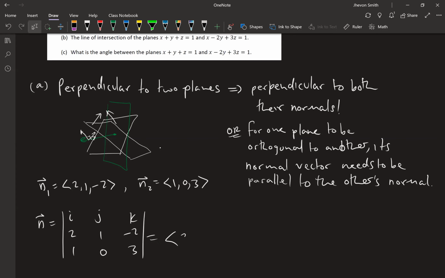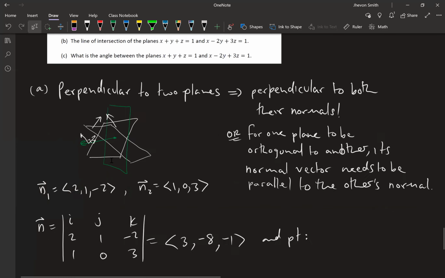So that would be 3 minus 0, comma, 6 plus 2, and then you take the negative of that, and then you take 0 minus 1. So that's your normal. And we know the point is (1, 5, 1).